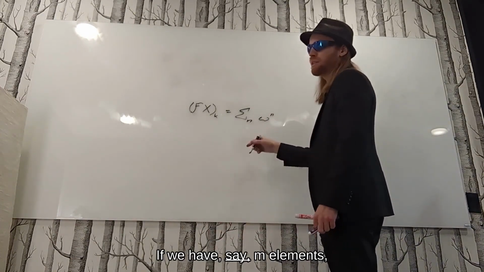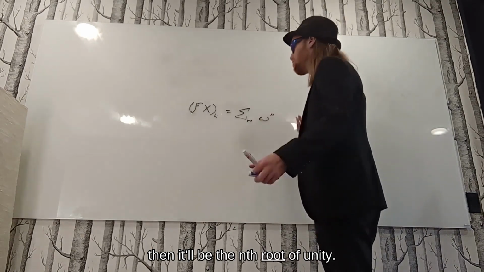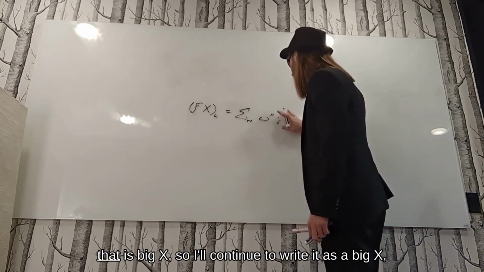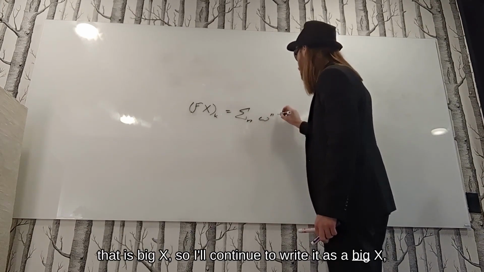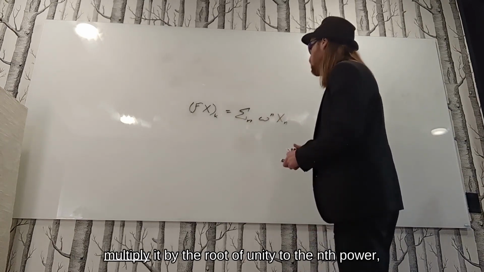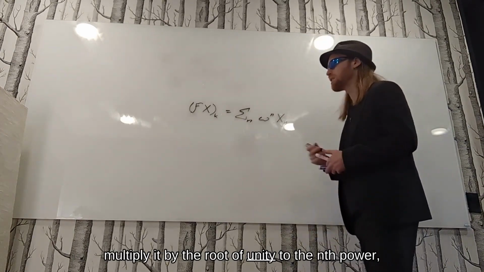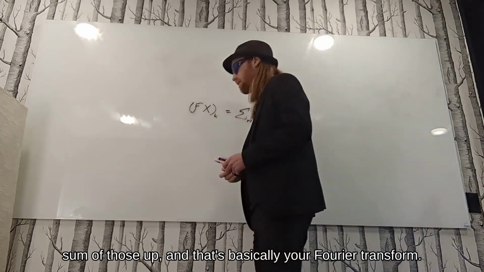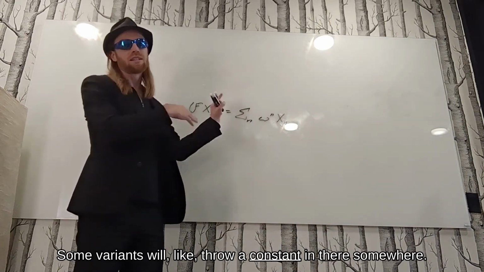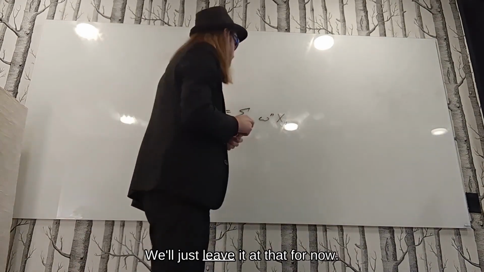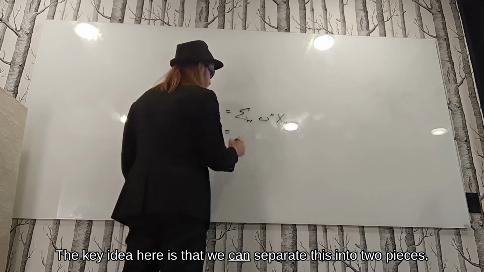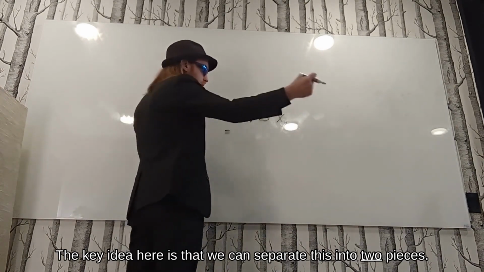If we have, say, m elements, then it'll be the mth root of unity. And then x itself, that is big X, so I'll continue to write it as a big X. X sub n, so take the nth element of x, multiply it by the root of unity to the nth power, sum all those up, and that's basically your Fourier transform. Some variants will throw a constant in there somewhere. We'll just leave it at that for now. Now the key idea here is that we can separate this into two pieces.